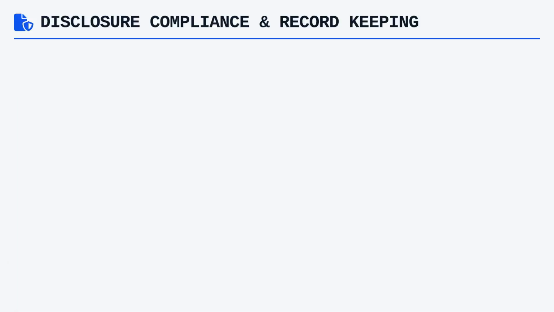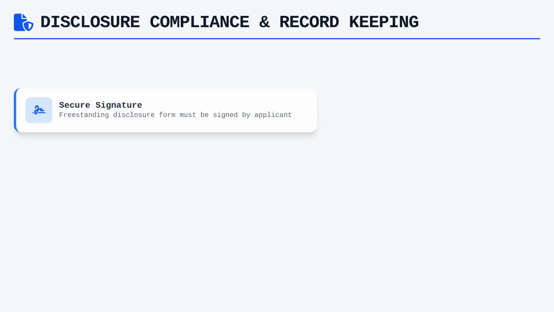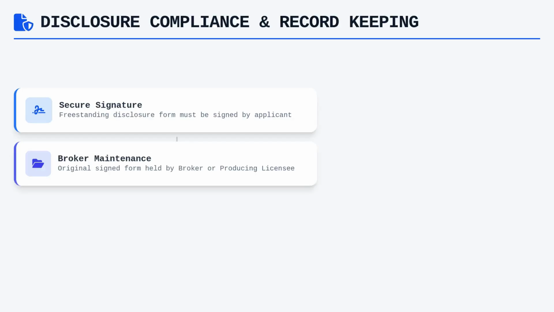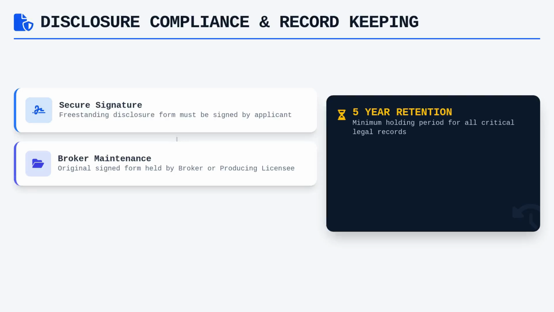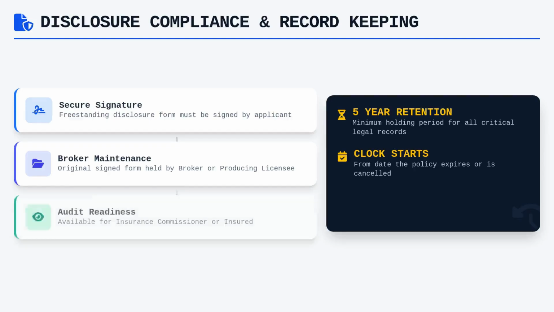Compliance with these disclosure rules requires strict administrative discipline, particularly regarding record keeping. Once you secure the applicant's signature on the freestanding disclosure form, that document becomes a critical legal record. The surplus lines broker or the producing licensee who receives the originally signed form must maintain it within their files for a minimum period of 5 years. This retention period begins from the date the policy expires or is canceled. These records must remain readily accessible and available for inspection by the insurance commissioner or the insured upon request to prove that the mandatory disclosure occurred before coverage was bound.